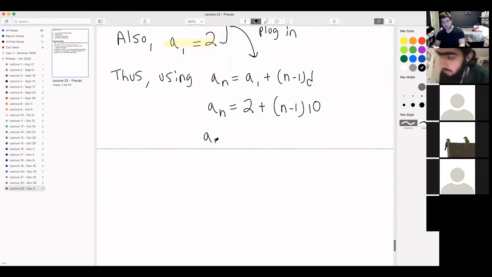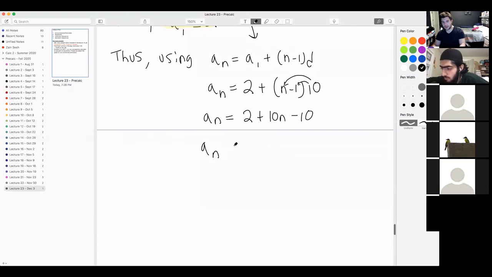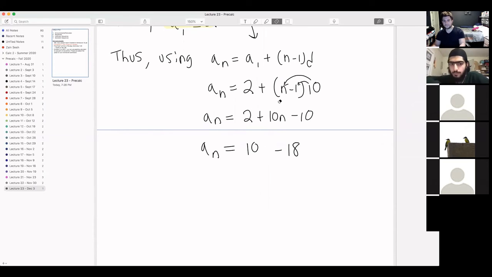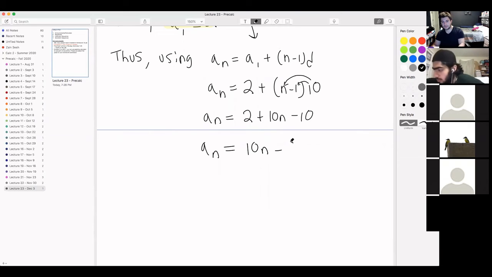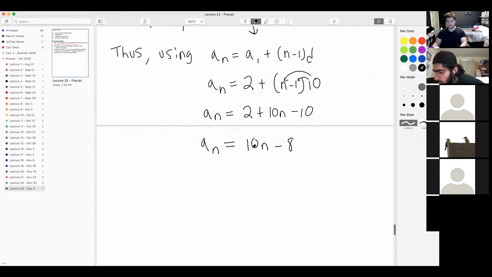Okay, and now you can just simplify this. This is 2 plus, now you can distribute the 10 through. So this is 2 plus 10n minus 10. And now finish it off. This is 10n minus 8. Minus 8, not 18. Minus 8. All right, and that's the explicit formula, okay?